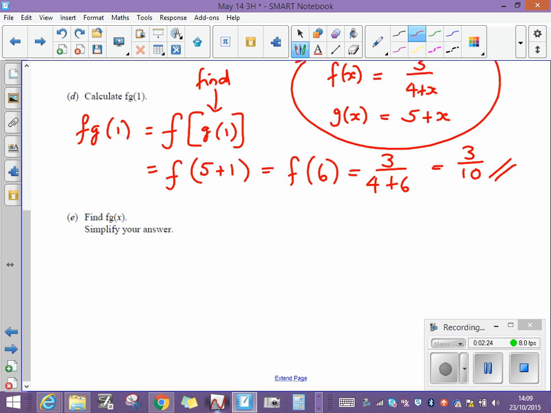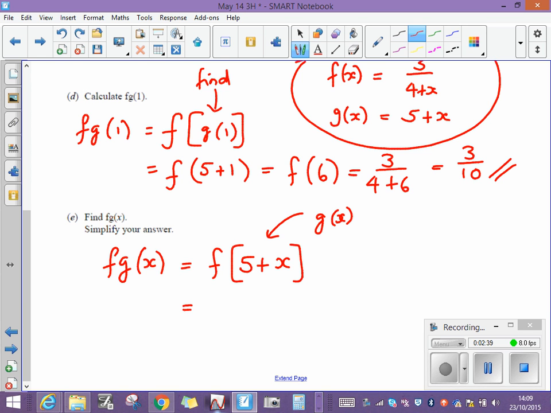fg of x. Well, fg of x, in the same way as above, we don't do anything with the f to start with, but here we write g of x. I'm going to put my g of x in here, and I can see that g of x is 5 plus x. So I'm going to find f of 5 plus x, and this is where it gets a bit complicated. I know that f of x is 3 over 4 plus x.